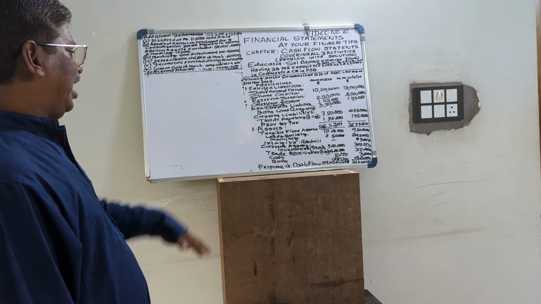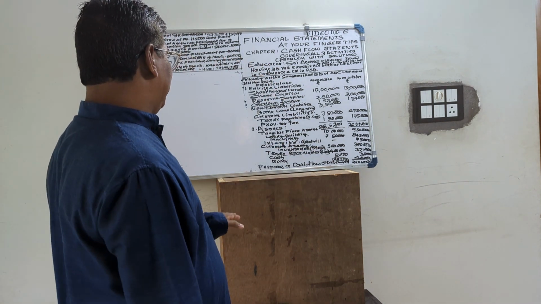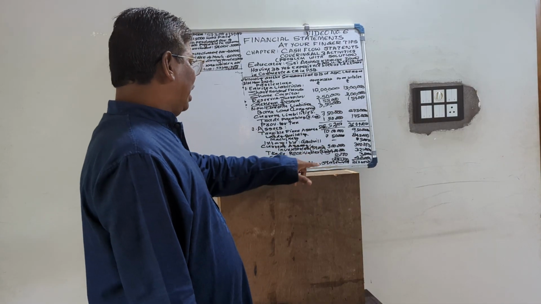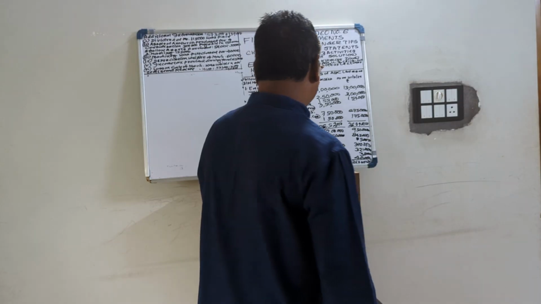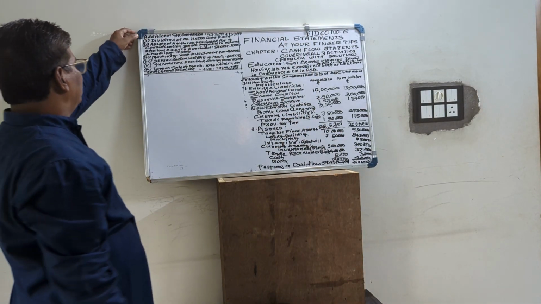So we have to reconcile the cash flow from all the three activities plus the opening cash and cash equivalent. It should tally with the closing cash and cash equivalent. So first we will see what adjustments are given.